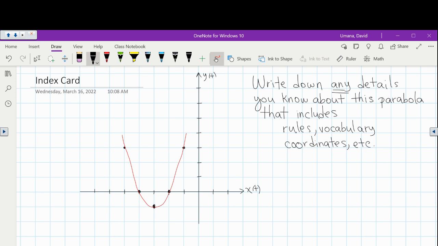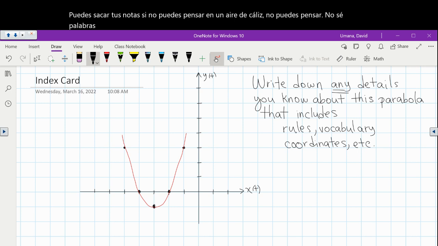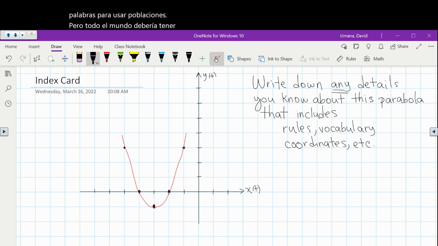You can take out your notes. If you can't think of vocabulary, or words to use, or calculations, take out your notes. But everybody should have some basic stuff in here. I'm hoping some of you will have more than others, because that's just the nature of things. Anything you can think of, and it's going to be about 4 minutes.